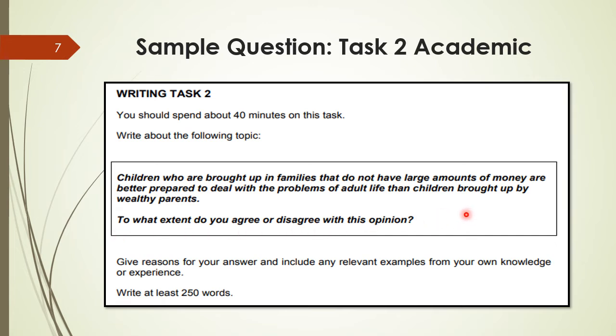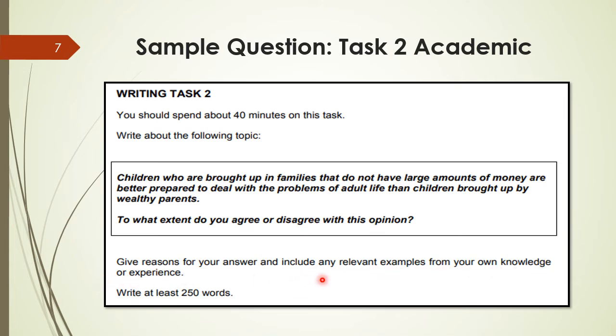Now, there are two things. Either to disagree or agree would make your life easier. But if you want to write a balanced argument, for example, you think that this is yes, this you agree with that, but there are some people who disagree, so you acknowledge that as well. Give reasons for your answer and include any relevant examples from your own knowledge or experience.